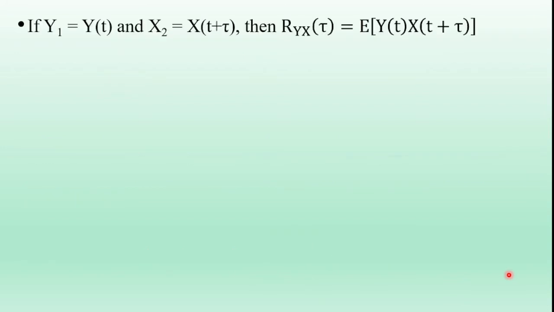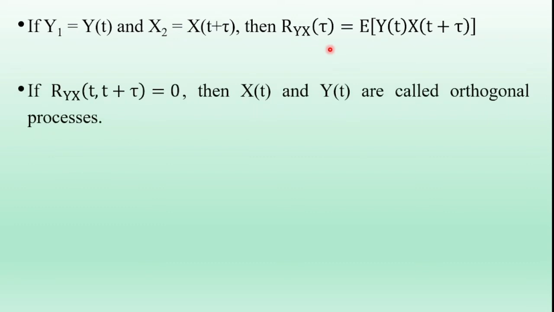If y1 is equal to y(t) and x2 is equal to x(t plus tau), then Ryx(tau) is equal to the expectation of y(t) into x(t plus tau). And this is the definition of the cross correlation function of the random processes y(t) and x(t). If Rxy(t, t plus tau) is equal to 0, then the two random processes x(t) and y(t) are called orthogonal processes.